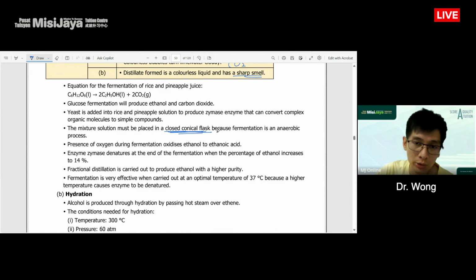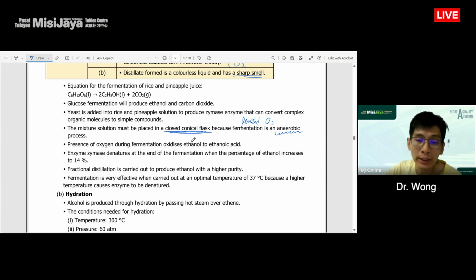If the question asks you why we have to close the conical flask, if you do not close it, you will not get fermentation because we want to make it an anaerobic process, which means limited oxygen. If you leave it open, it can access the oxygen. This will not happen. Okay, remember. So the presence of oxygen during the fermentation oxidizes ethanol to become ethanoic acid.